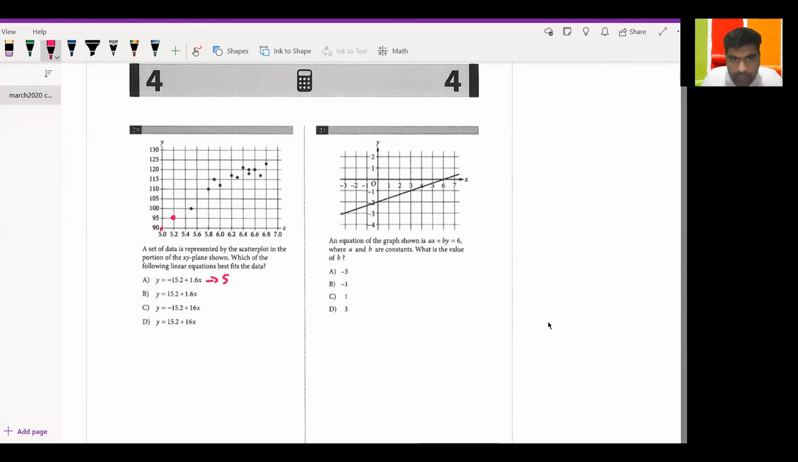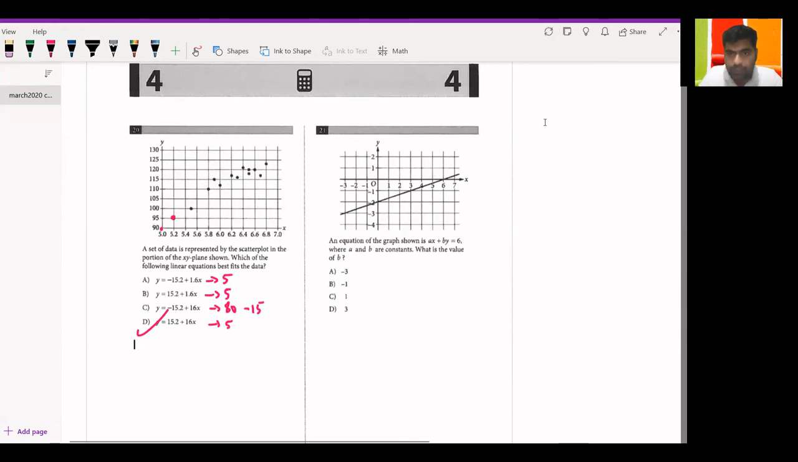If I plug in 5 here, I obviously won't get a value of 90. If I plug in 5 here, 1.6 times 5 is 8. So 8 obviously isn't going to give me the value of 90. 16 times 5 is 80. 80 minus 15 is again not 90. If I plug in 5 here, 16 times 5 is 80. 80 plus 15.2 is 90, so T.